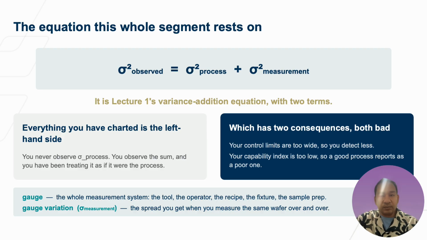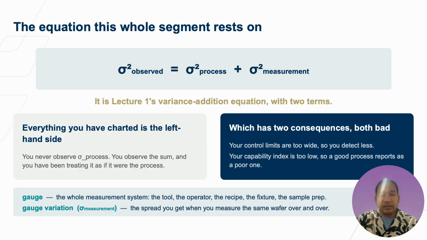Two consequences, both bad, and they push in opposite directions in terms of what they will cost you. The control limits are computed from the inflated sigma, so they are too wide, so you detect less than you think. Your capability index is computed from the same inflated sigma, so it is too low, which means you genuinely report a good process as a poor one, and you may spend real money fixing something that is not broken.